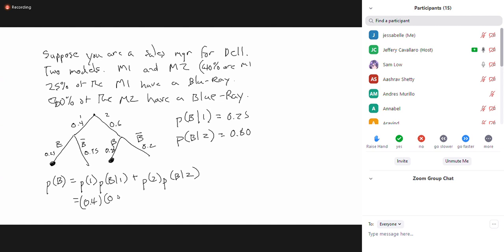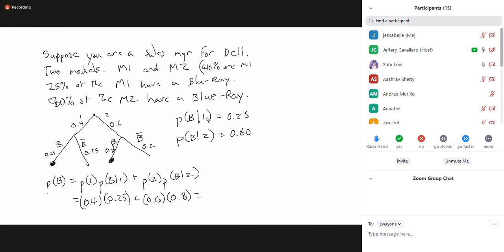Times 5% plus what are the percentage of the type 2s? 60%. And the conditional probability that it has a Blu-ray player if it's a type 2 is 80%. So if you calculate that out, what do you get? So we got 0.4 times 0.25 plus 0.6 times 0.8.